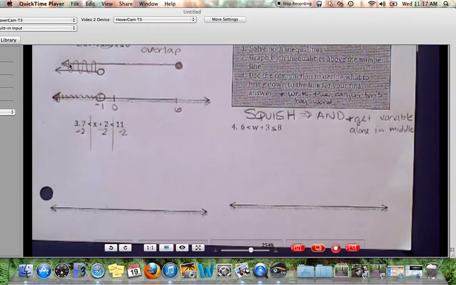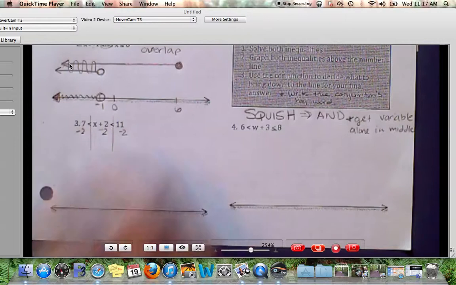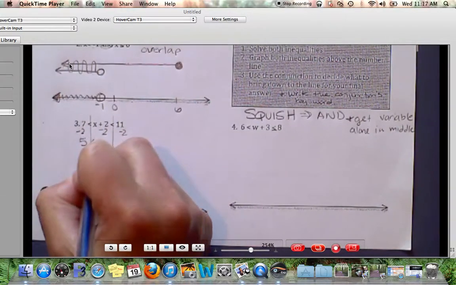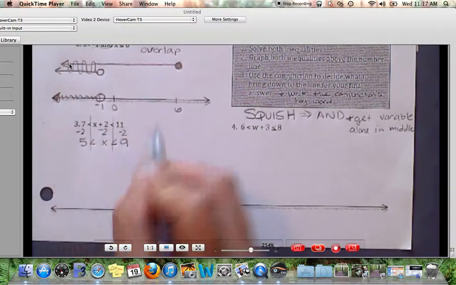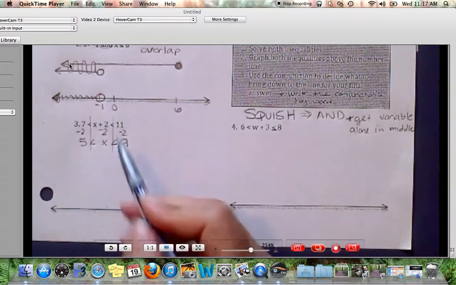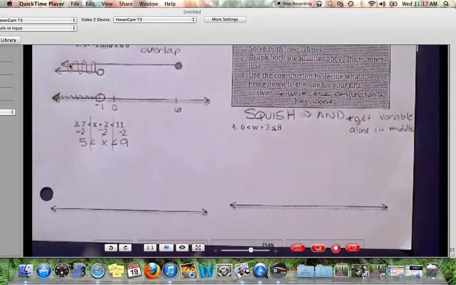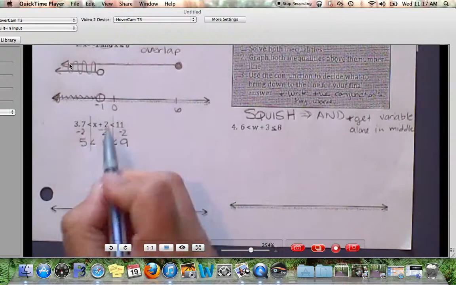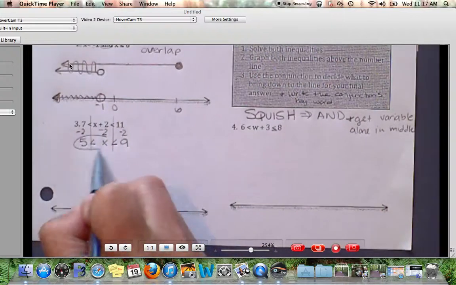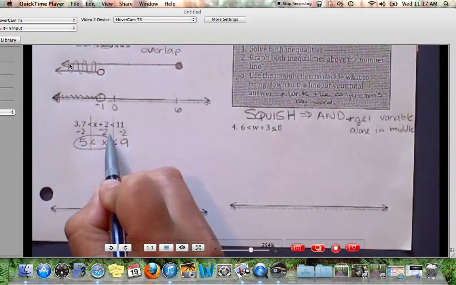Okay, so 7 minus 2 is 5, which is less than x, which is less than 9. Now these are still inequalities, so if you multiply or divide by a negative, you still have to flip the inequality symbol. But we just subtracted 2, so there's no flipping. Now this inequality, we need to split into 2 inequalities. There's one here on the left side, and there's one here on the right side.